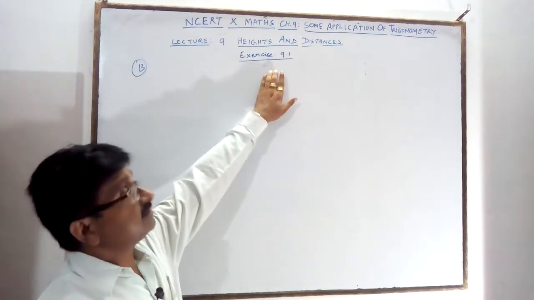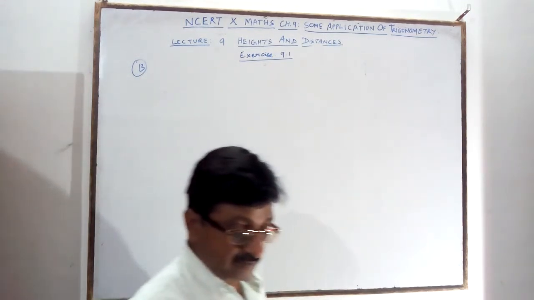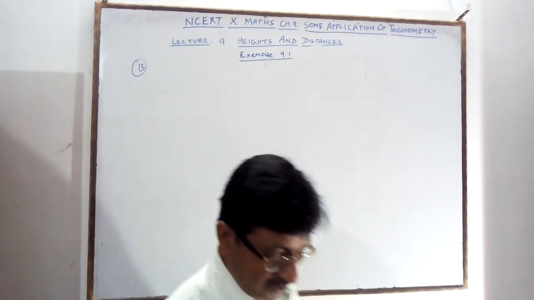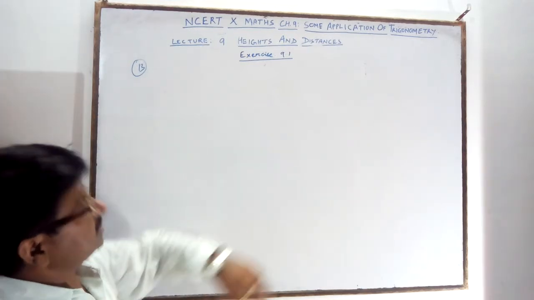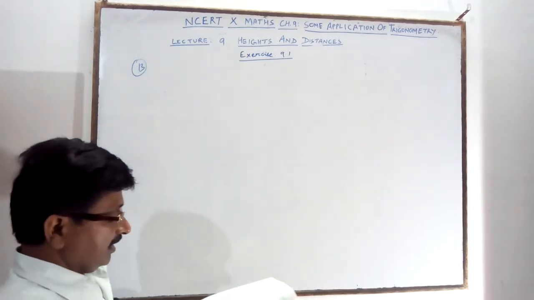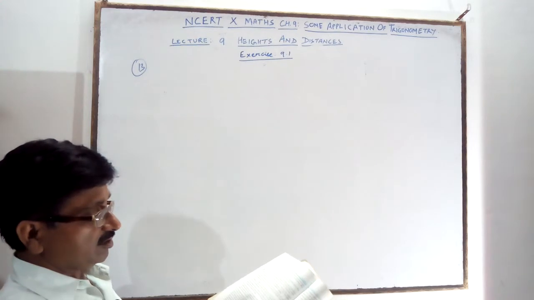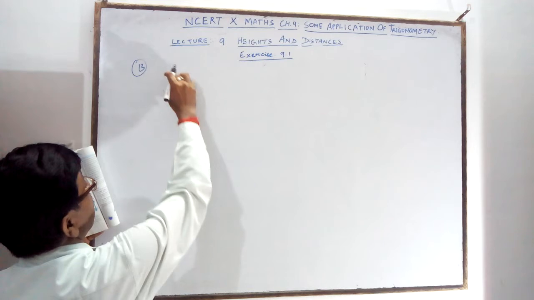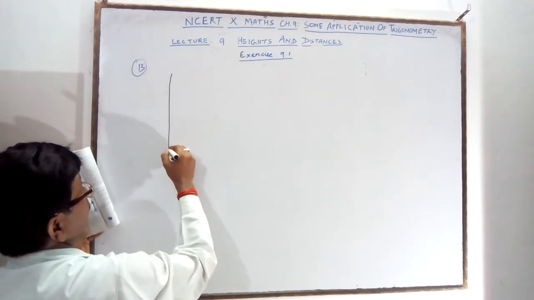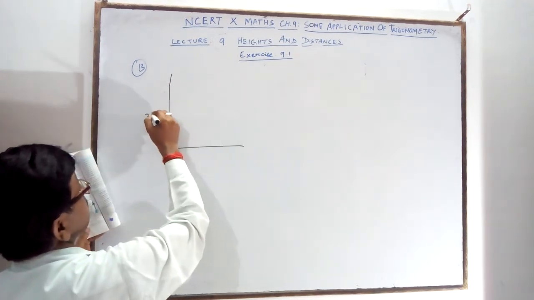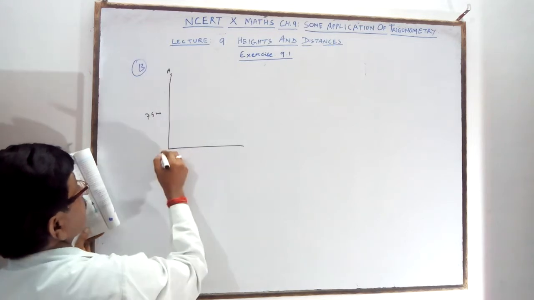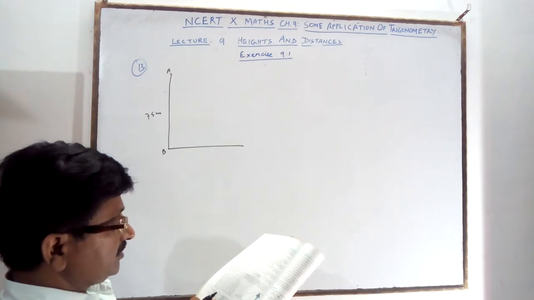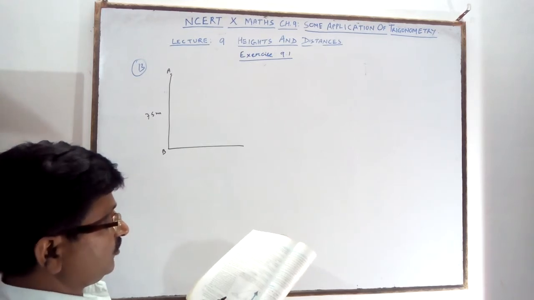Exercise 9.1, Question 13, because in the previous lecture I have already explained all the other questions. So question number 13 is given. As observed from the top of a 75 meter high lighthouse, from the sea level, the angles of depression of two ships are 30 degrees and 45 degrees.